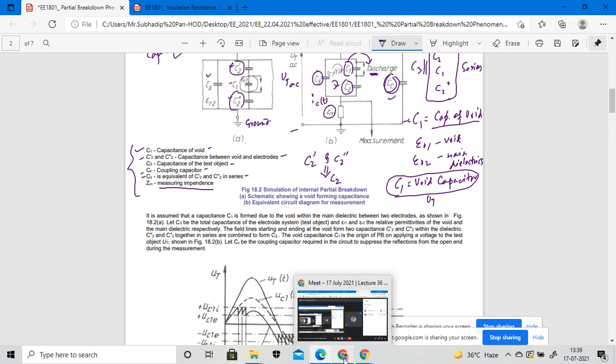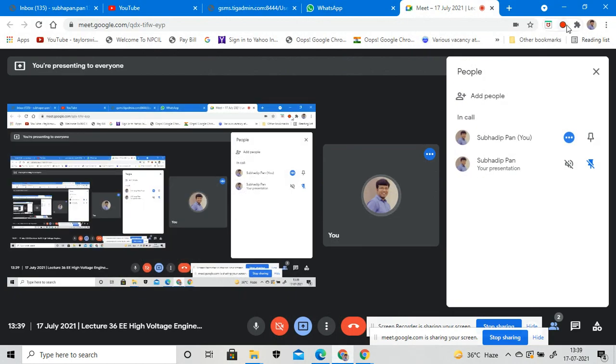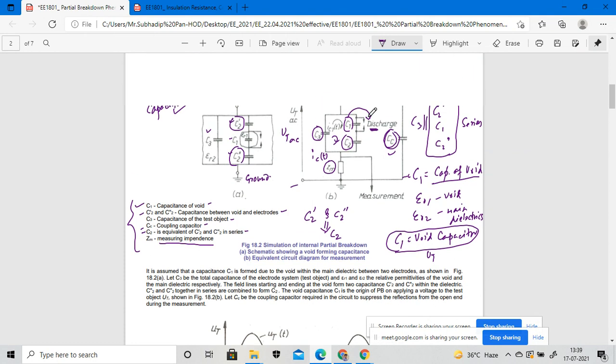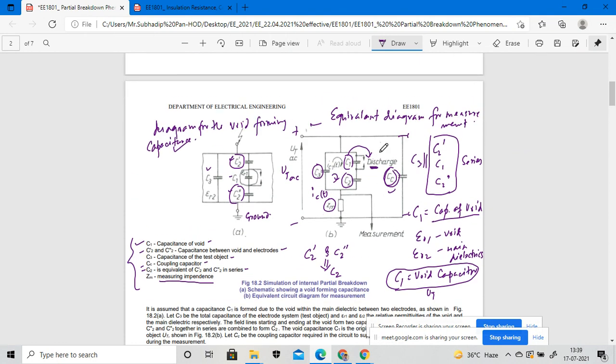Okay, so up to this is clear. Any question up to this? Any confusion on these two figures? If you have any problem, tell me. Anyone? Okay, I think there will be no question.